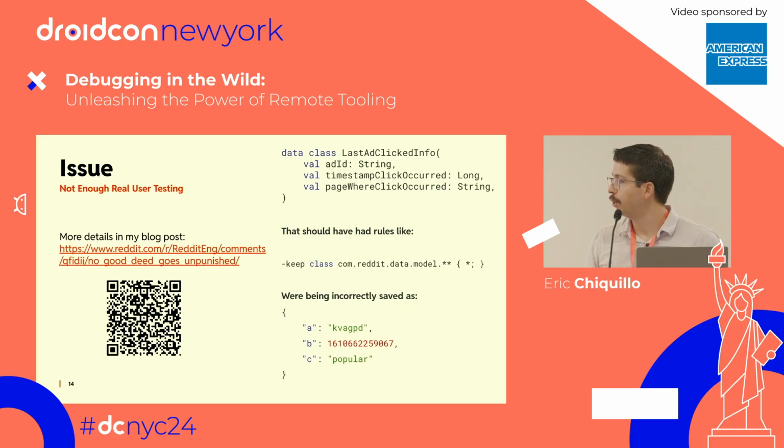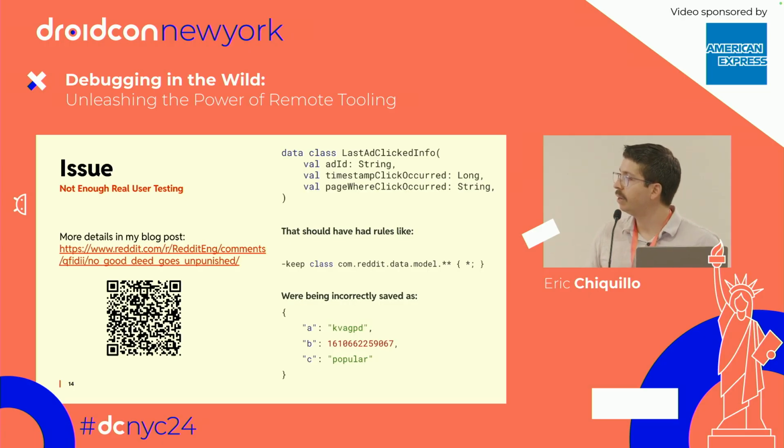So when it got saved to shared preferences, it was saving it as A, B, C, where A was addId, B was timestamp, and C was the page where the click occurred. But when Moshi did the code generation, it was looking for the word addId instead of A. And when it didn't find it, it crashed. But I was easily able to find this crash and issue a hotfix. So once I found this, I fixed it and I released it.